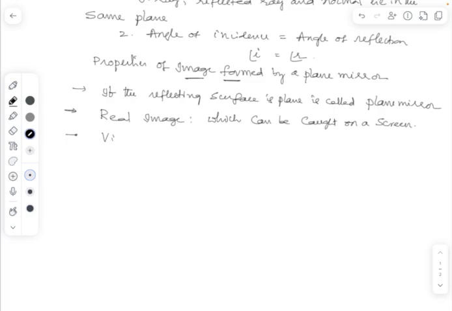Virtual image: which cannot be caught on a screen. The virtual image.